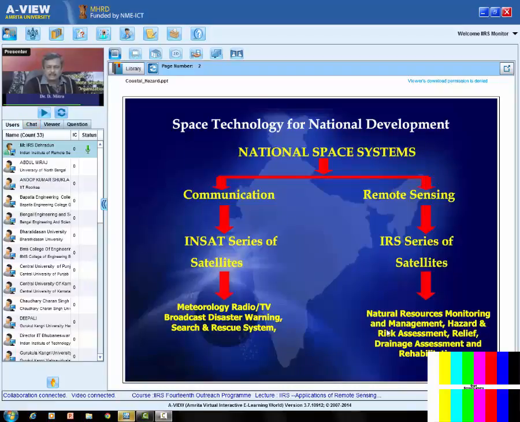But what is of interest for today's lecture is the remote sensing satellites, or the Indian Remote Sensing series of satellites like IRS-1A, 1B, 1C, 1D, ResourceSat, Ocean Color Monitor, those kinds of satellites. They are mainly used for national natural resource management and mapping, hazard and risk assessment, relief, then various kinds of damage assessment and their rehabilitation. These are the major uses of remote sensing satellites, and that is the talk of today basically. We are not going to cover anything pertaining to the INSAT series of satellites.